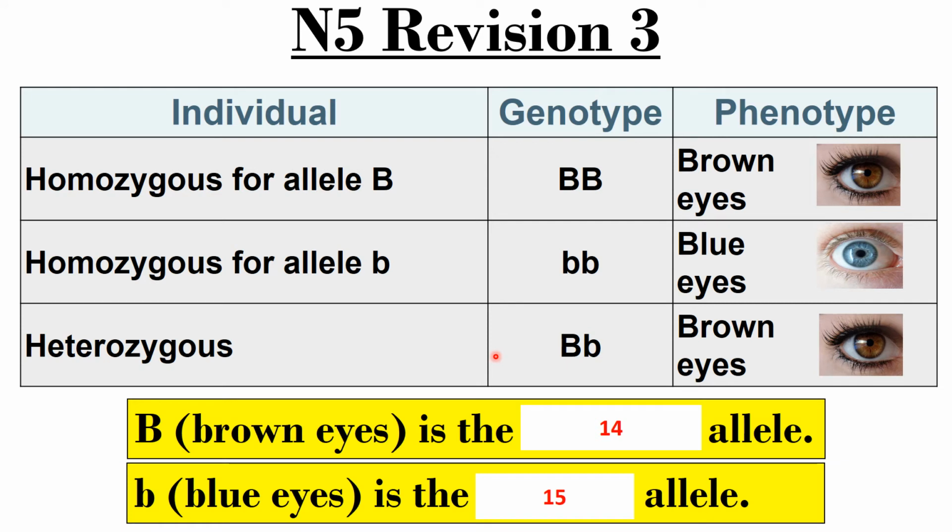And then just 2 more to have a go at. So big B, brown eyes, is the something allele, 14 is dominant, and then small b, blue eyes, is the 15 recessive allele. Okay, just some of these terms that come up again, so that was just a bit of revision.